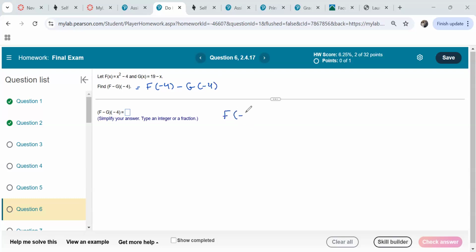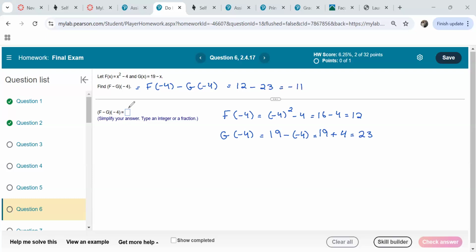So I just need to figure out what f of negative 4 is. So we see that should be a negative 4 squared. Remember, squaring that negative because we're replacing x with the negative 4, minus 4. So 16 minus 4 is going to give me 12. G of negative 4 is going to be 19 minus a negative 4. So 19 plus 4, this is going to be 23. So if I just want to do the subtraction here, f of negative 4 is 12, g of negative 4 is 23. So 12 minus 23 leaves me minus 11.